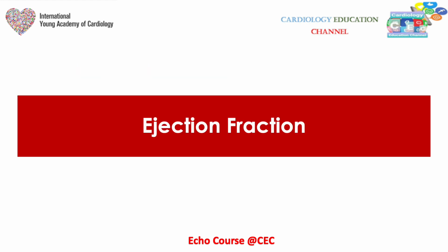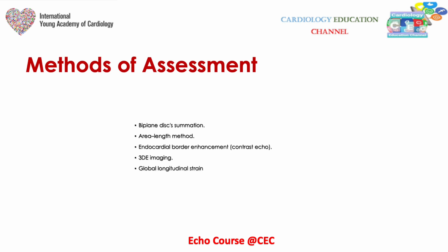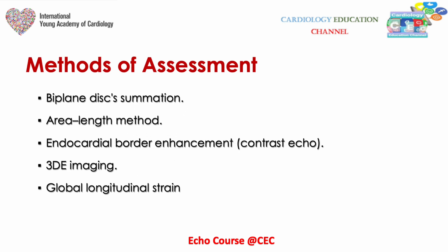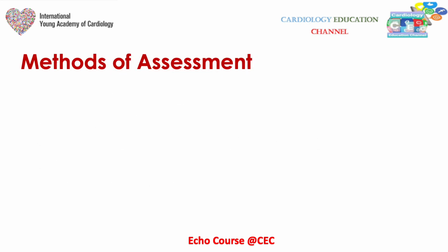Now let's move on to the most widely used measurement, and the most common indication for ordering an echocardiography, which is knowing the ejection fraction. So how do we assess the ejection fraction? You can use the biplane disk summation method, or the modified Simpson method. Other options are the area length method, endocardial border enhancement using contrast echocardiography, 3D imaging, or the global longitudinal strain. For the scope of this lecture, we will talk only about the biplane disk summation method and the area length method.